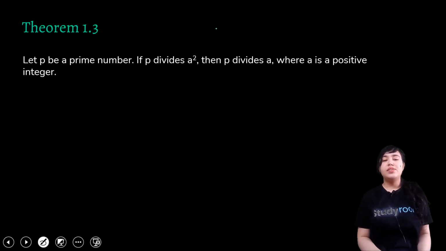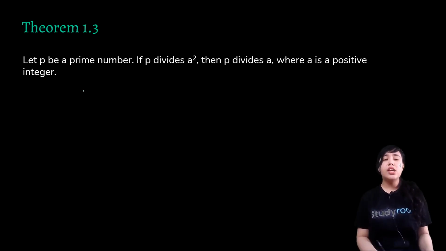So now we have this very important theorem. It will help you prove many things in math. I'll just tell you its proof, okay? But first, let's see what its statement is. Let p be a prime number. If p divides a square, then p divides a. So a is some positive integer and p is a prime number.